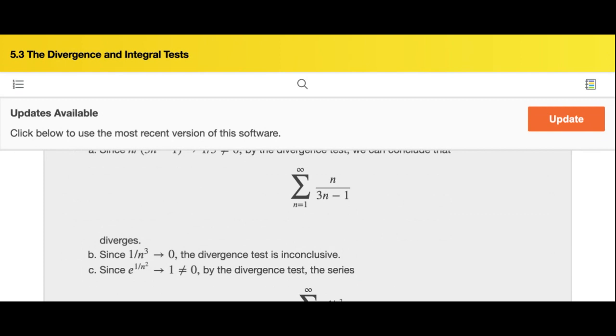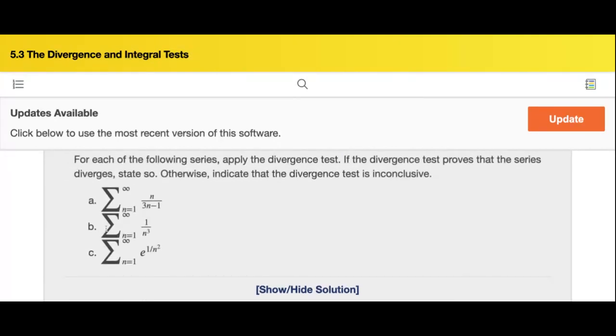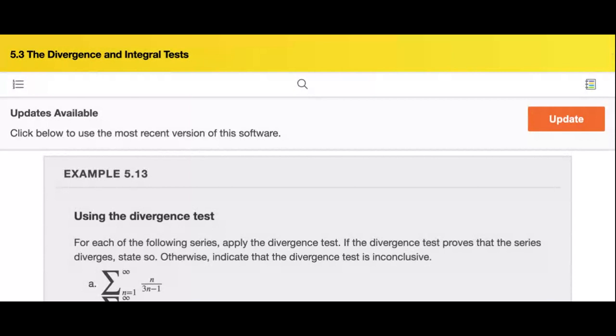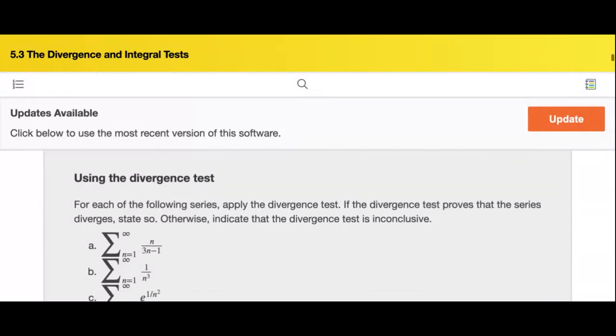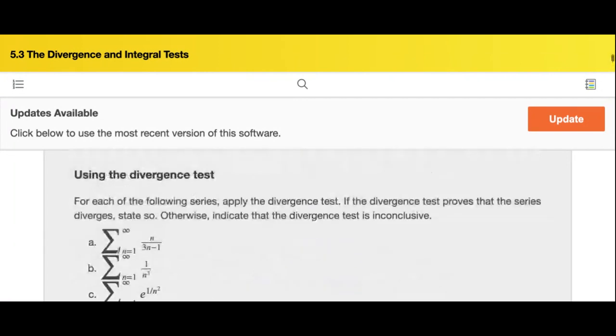From P series, we can see that 1 over n cubed, the series in B, converges. But only by the divergence test, because the divergence test only tells us when a series diverges. So B is saying 1 over n cubed approaches 0, so the divergence test is inconclusive. We cannot say this series diverges. But only by the divergence test, we won't be able to tell this series converges.